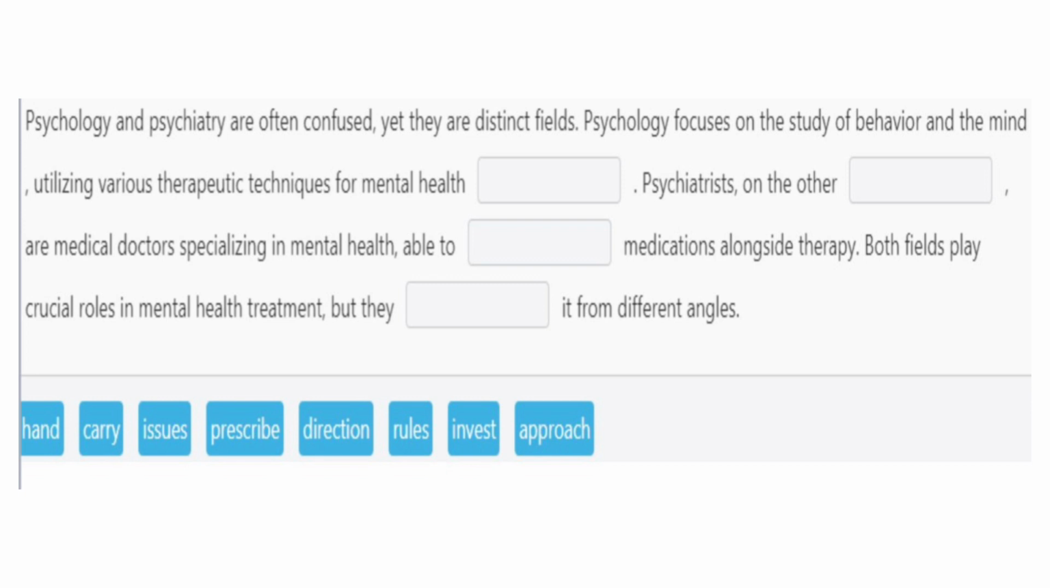So what all nouns do we have? We have issues, direction, rules. Three nouns we have. Wow, this is so easy. We are just left with three options. Now out of issues, direction and rules, what do you think is the correct one? Will it be rules? For mental health rules? No, of course not. It would be issues. For mental health issues. Psychiatrists, on the other hand, so easy, right?